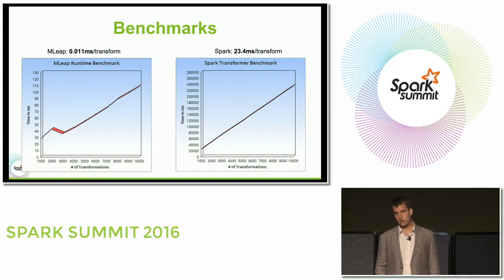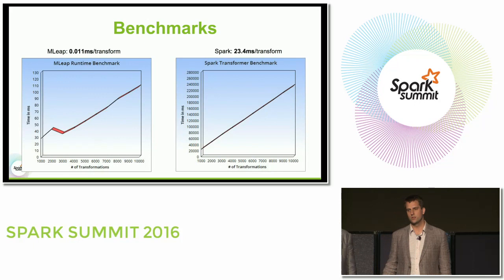I did that with Spark, and what I found is that it took about 23.4 milliseconds per transformation. When I did it with MLeap, it took about 11 microseconds per transformation. So there's a huge difference, about 2,200 times faster if you're using MLeap for this. And I was using local relations with Spark, so it was all locally backed data.